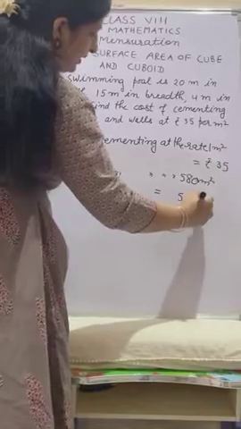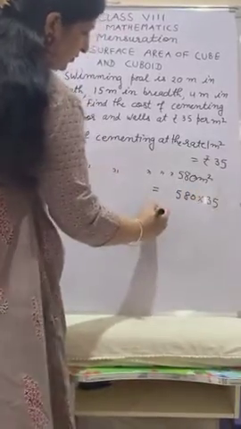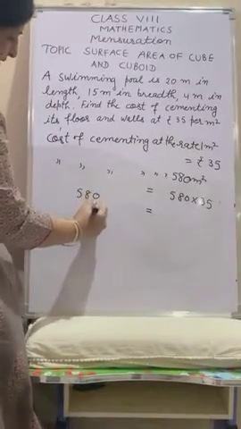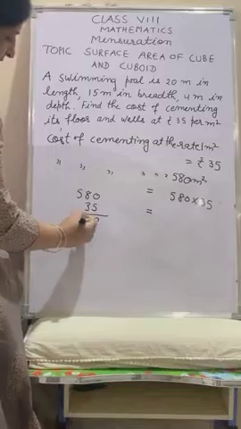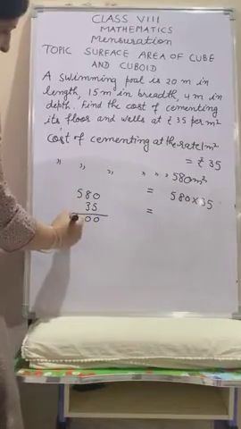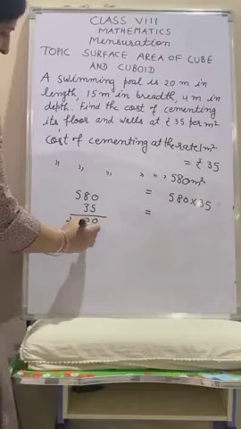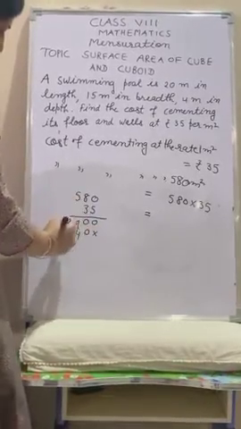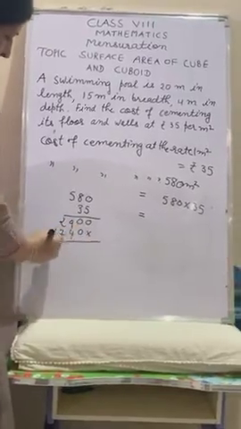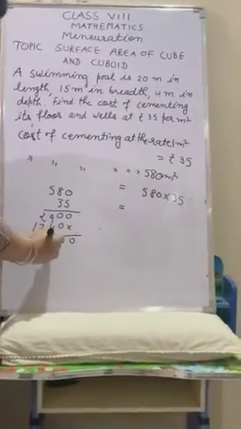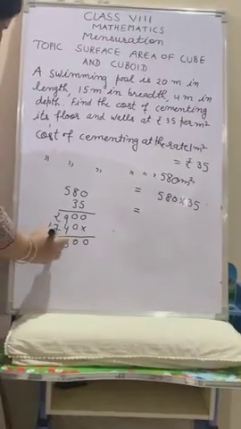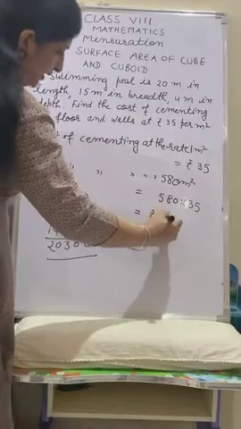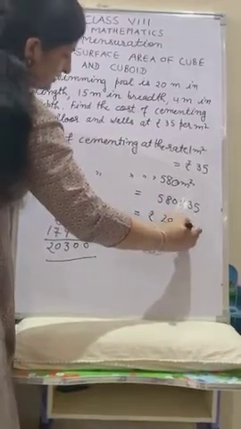580 multiplied by 35. You can multiply this. 5 8s are 40, and 4 is 44. 25 and 4 is 29. 3 zeros are 0, 3 8s are 24 and 2 is 26. 15 and 2 is 17. It is 3 13. It is 0 and it is 2. It means rupees 20,300. It is the answer.